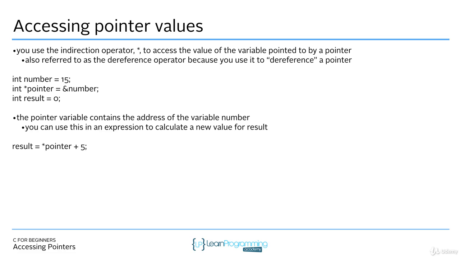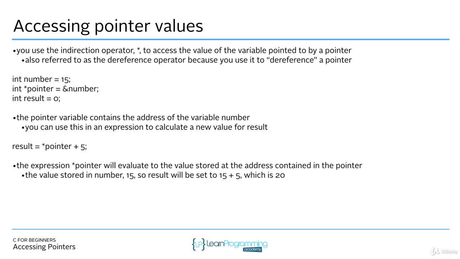Say we wanted to do result equals the value that the pointer is pointing to plus 5. You would use the asterisk right before the name of the pointer. What this would do is basically say, what is the pointer variable pointing to? It's pointing to 15, add 5 to it. It's the address that the pointer is pointing to. What is the value of that address?